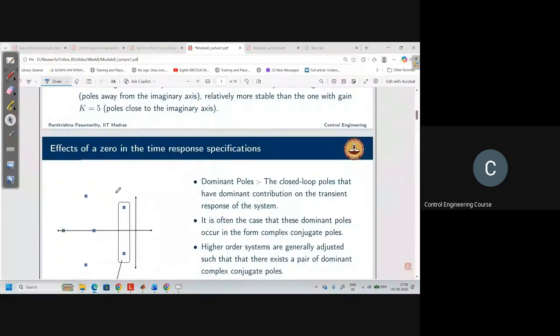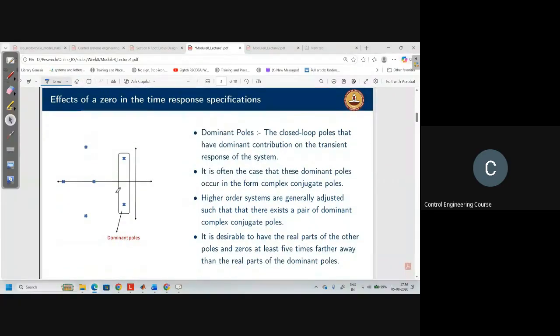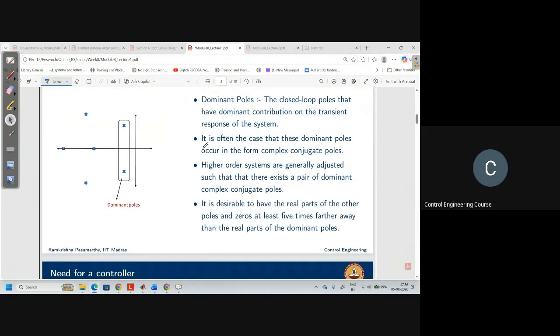The next thing is the effect of zeros in dominant poles. This is what we already know, why we are interested in dominant poles, because dominant poles have more effect on the system response. Dominant poles are basically poles closer to the imaginary axis, and these parameters decide the overall system response. We have already learned about this.